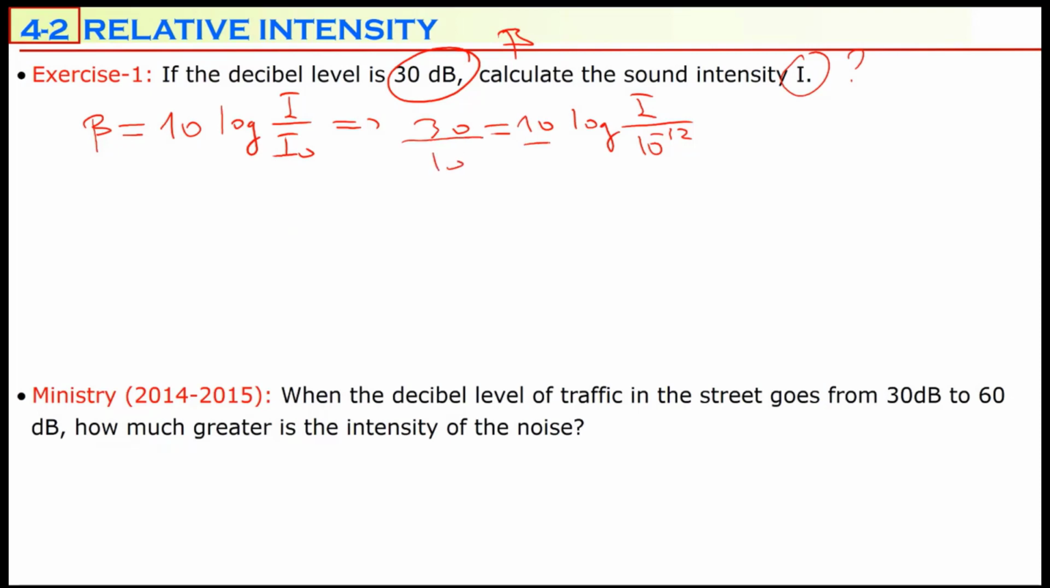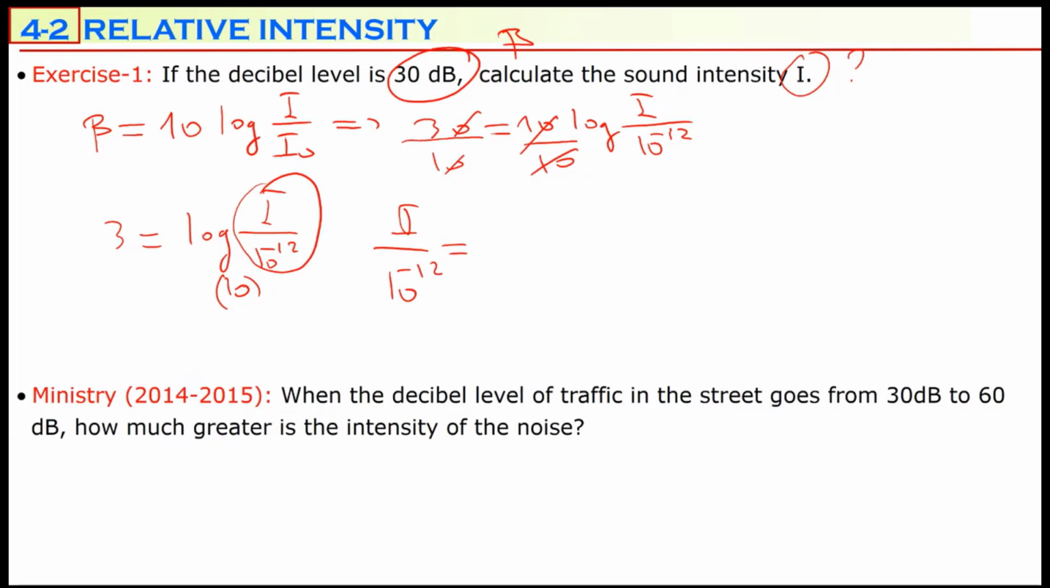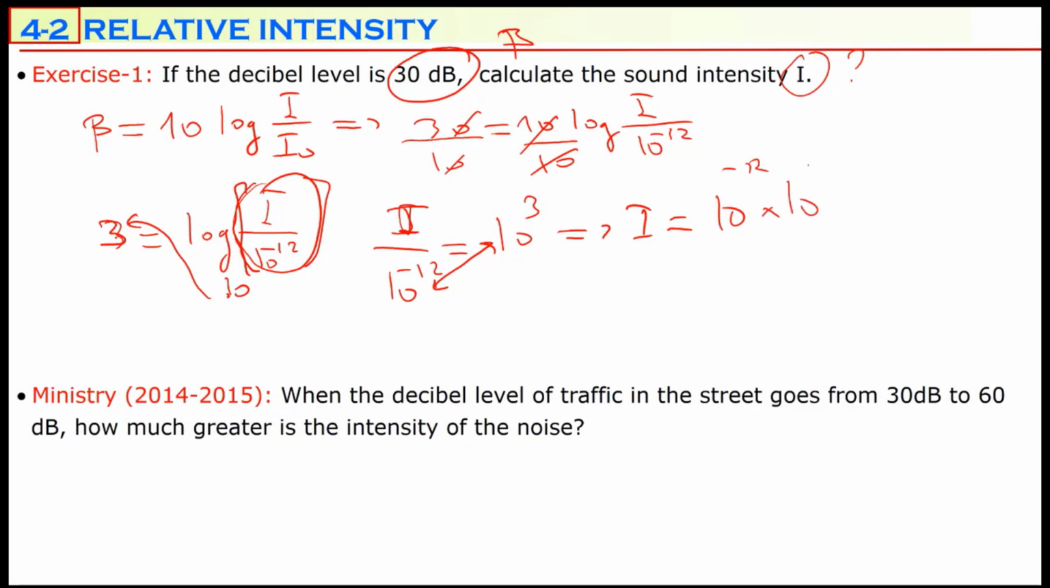First, divide by 10, simplify zeros. So you will get 3 is equal to logarithm I over 10 to the power of negative 12. So how can you continue with the logarithm? The base is normally 10. If the base is 10, you should say that this I over 10 to the power of negative 12 is equal to 10 to the power of 3. Cross product. So I is going to be 10 to the power of negative 12 multiplied by 10 to the power of 3, which is 10 to the power of negative 12 plus 3, which is equal to 10 to the power of negative 9 watt per meter squared.